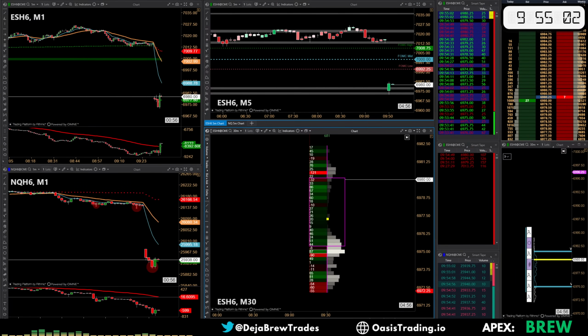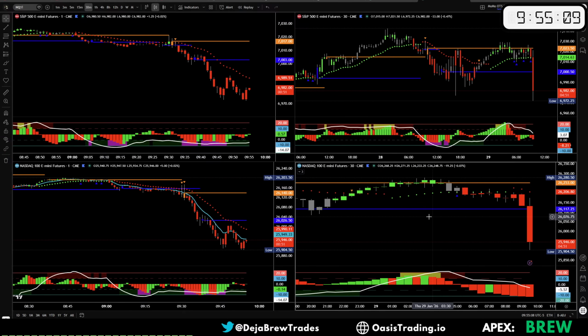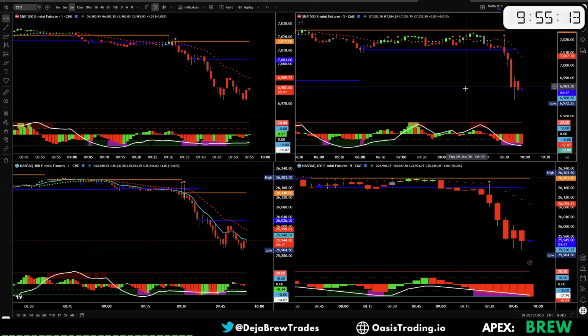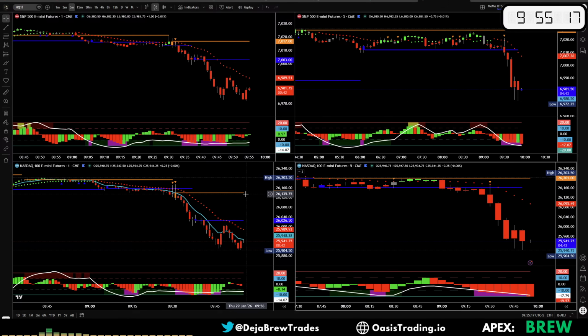Oh yeah, I keep going back to this chart and it's bugged. Let me go back to my other charts here. Couple of 5-minute pivots trying to form here, so a little bit of support trying to come in.